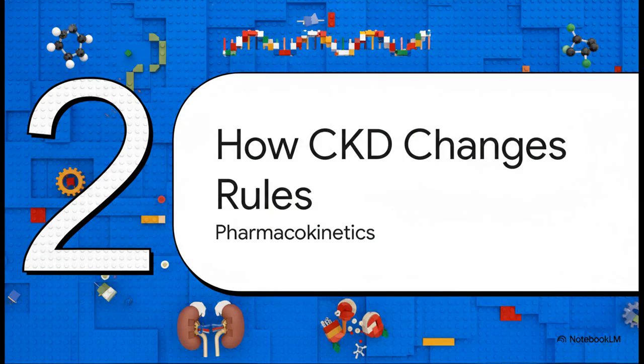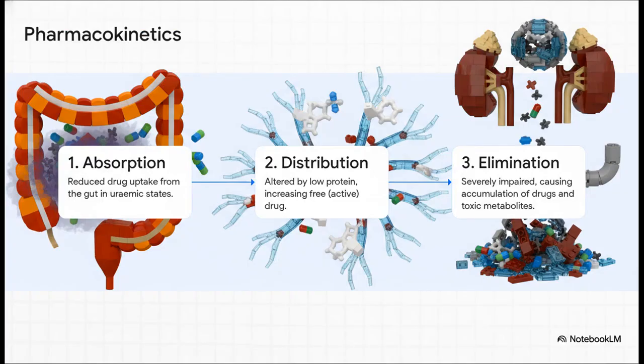So why does a GFR of 25 matter so much? Well, to prescribe safely for Mr. Tan, we first have to understand how kidney disease completely rewires the way his body handles medication. And this all comes down to something called pharmacokinetics. Now, don't let that big word scare you. Pharmacokinetics is really just a way of describing how the body acts on a drug. It breaks down into these three key stages: absorption, distribution, and elimination.